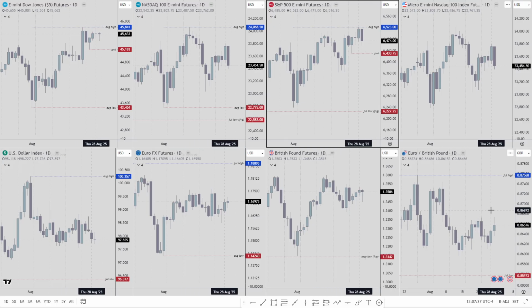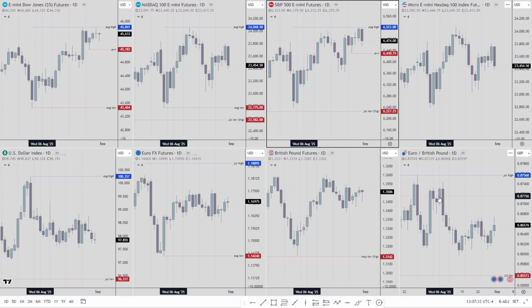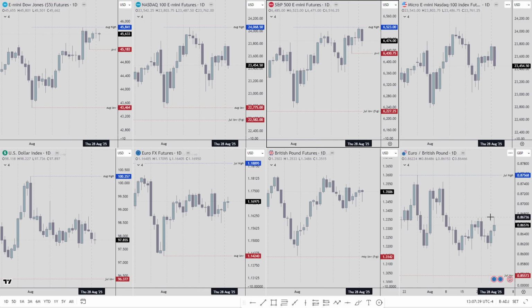So we're probably going to go lower into July's low after we trade into potentially this order block right here, but right now it is even having trouble closing above this swing high, and there is no swing lows taken.